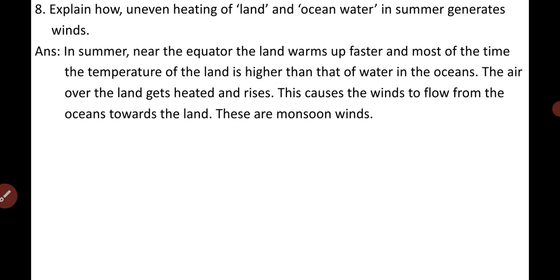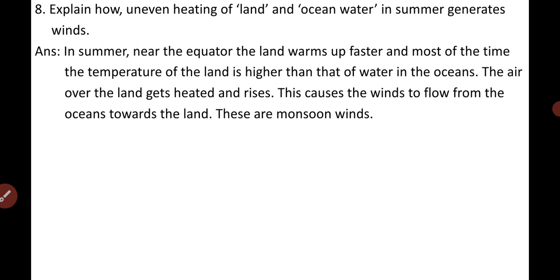In summer near the equator the land warms up faster, and most of the time the temperature of the land is higher than that of the water in the oceans. So what happens then? The air over the land gets heated and it will rise up.